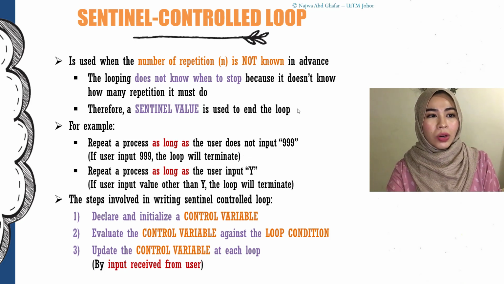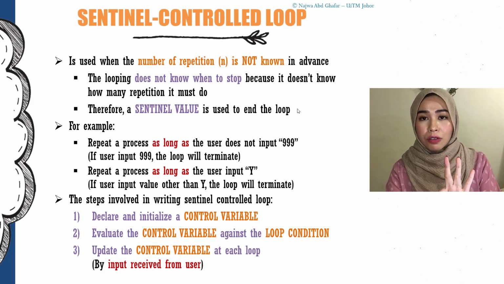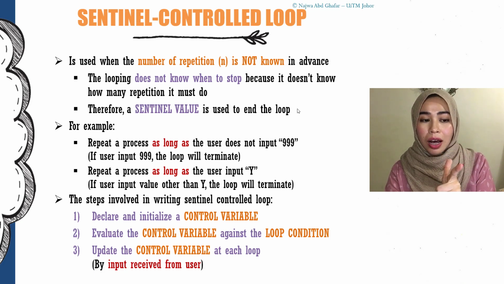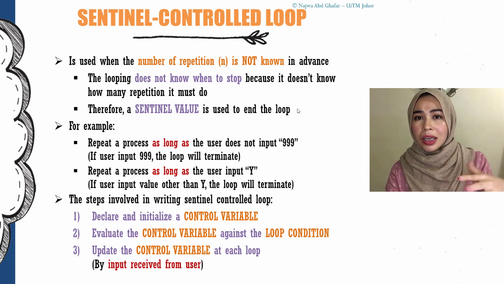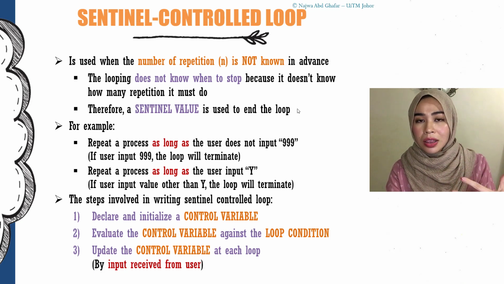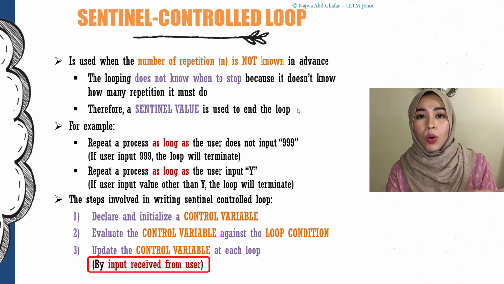So when it comes to a Sentinel control loop, again, for any repetition that we do, we must have these 3 things. First of all, we must initialize our control variable. Second, we must evaluate our control variable against a loop condition. And lastly, we must update the control variable. With a counter loop, when we update, we either increment or decrement, right? By using plus plus or minus minus and things like that. But when it comes to a Sentinel loop, we don't use that. We use input from the user as our update.